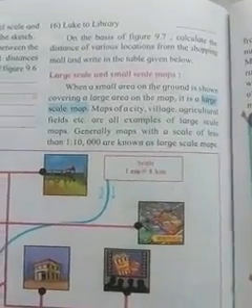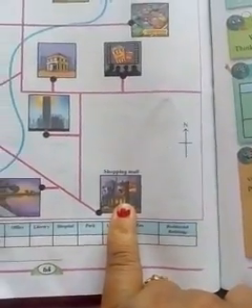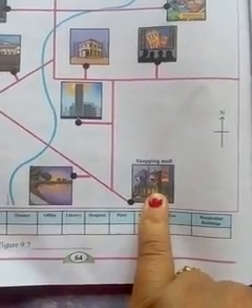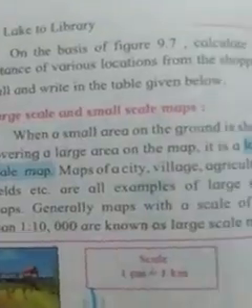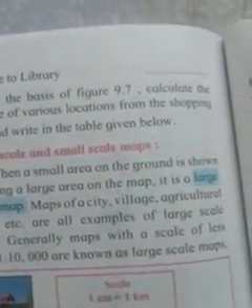Here given the distance, write the distance between the various locations and the shopping mall. Write the table given from the shopping mall. Where do you write the distance from? Start from the shopping mall and note it down.